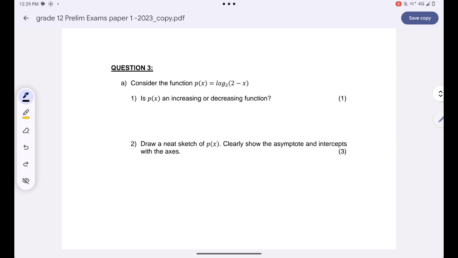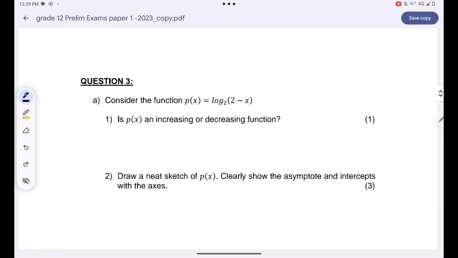Okay, I'm supposed to consider the function p of x. I'm being asked whether p is an increasing function or a decreasing function. P is a decreasing function, guys, ne? Why? Because the coefficient of x is negative. Or you can simply say because as x increases, the value of y keeps on decreasing.